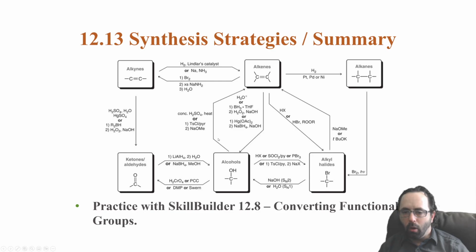Finally, if we want to eliminate the alcohol and produce an alkene, we can do this as an acid catalyzed elimination with sulfuric acid, or we can use tosyl chloride and pyridine to replace the alcohol with a different group and then follow that up with an elimination. So that's a summary of the alcohol reactions and how they relate to a lot of the other reactions we've learned previously.